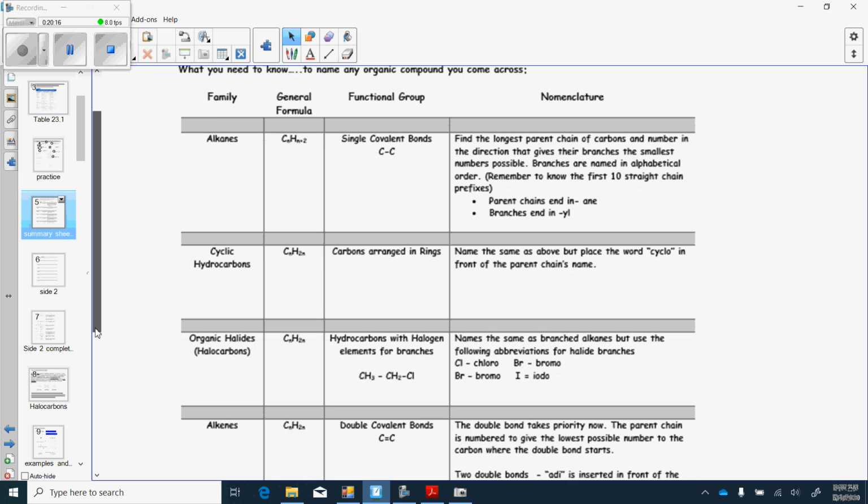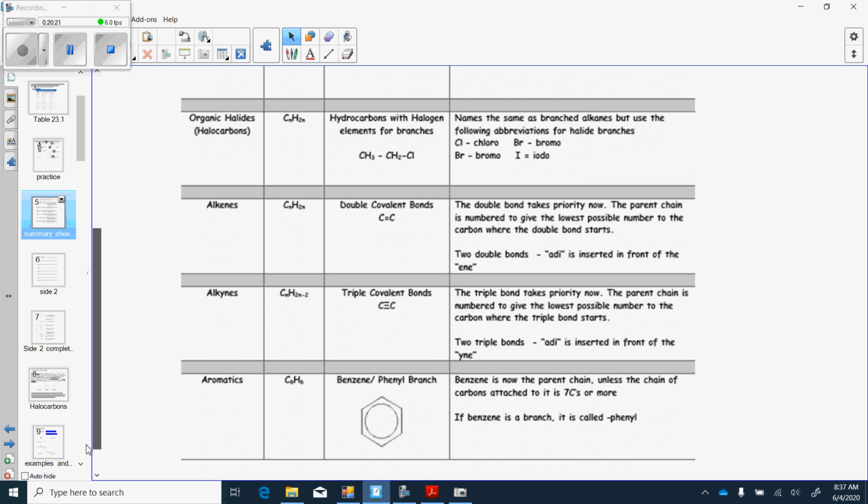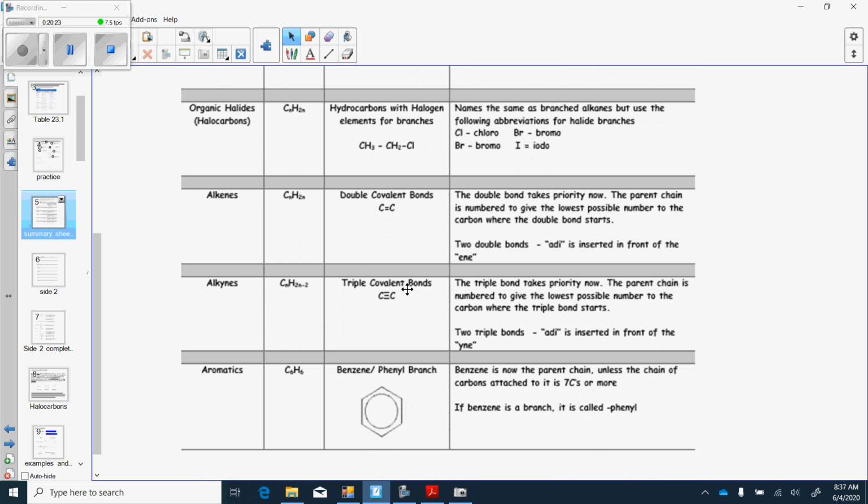So it took me a bit of time, but it's very, very helpful, and I gave it to you so you can take this on to secondary and you've got a really quick one sheet reference that you can find out how to name all of these hydrocarbons.